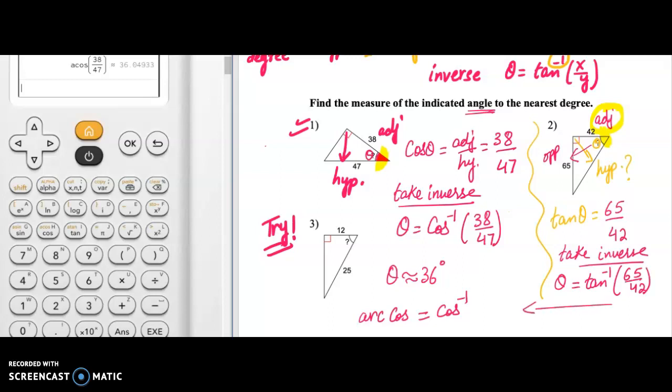And then let's go and calculate on the calculator. Okay, again, shift and 10. A10 is there, that means arc tangent. And then 65 divided by 42. Then just press OK. Okay. So it is approximately 57 degrees. And please don't forget to box the answers. I solved 2 questions for you. Try this question for yourself.